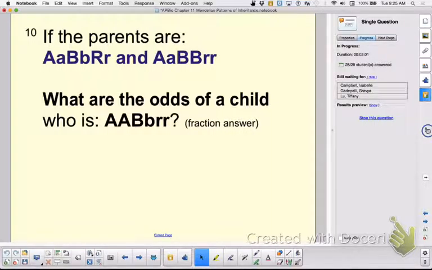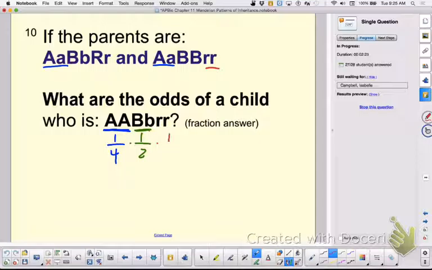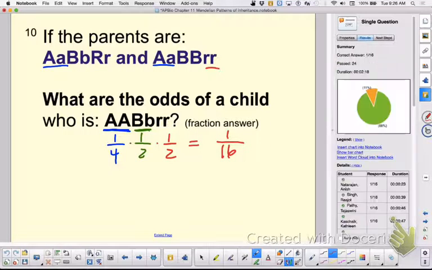Okay, so riddle me this while we're waiting for a few people to finish up. How often are we going to get a big A from this cross? 1/4. Right? Okay. How often are we going to get a big B, little b? Half. How often are we going to get a little r, little r? Because it's only 1/2. So 1 times 1 times 1 is 1, 2 times 4 is 8, times 2 is 16.